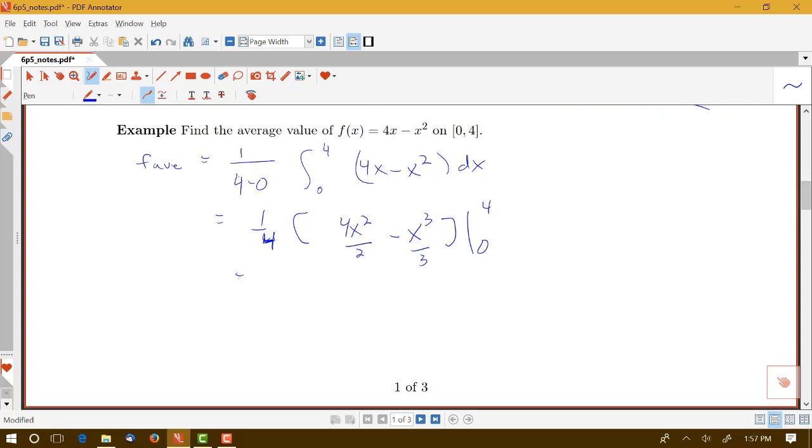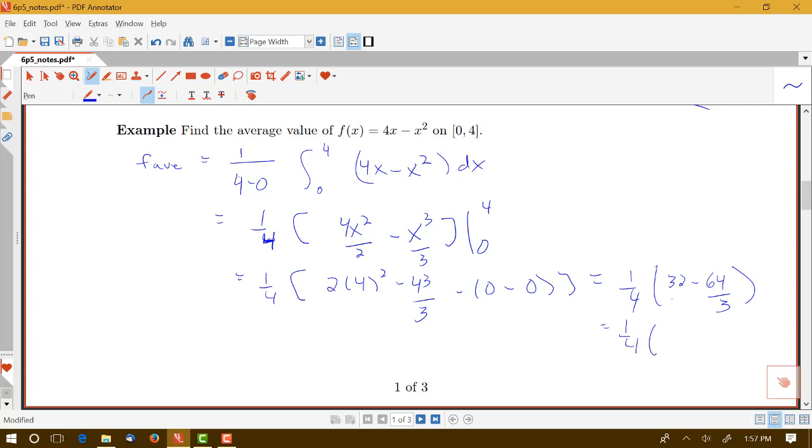So we have 1/4 times 2 times 4 squared minus 4 cubed over 3, minus 0 minus 0. With a little bit of arithmetic, this is going to be 32 minus 64 thirds. That'll end up being 1/4 times 32 thirds. So we'll have 8 thirds as the final answer for our average value.